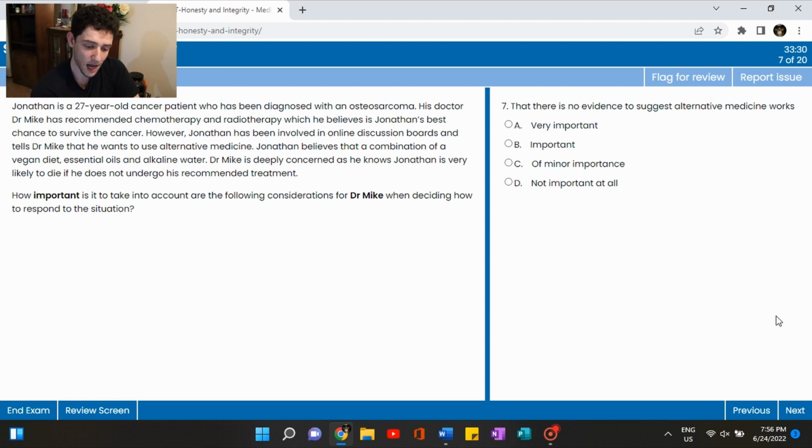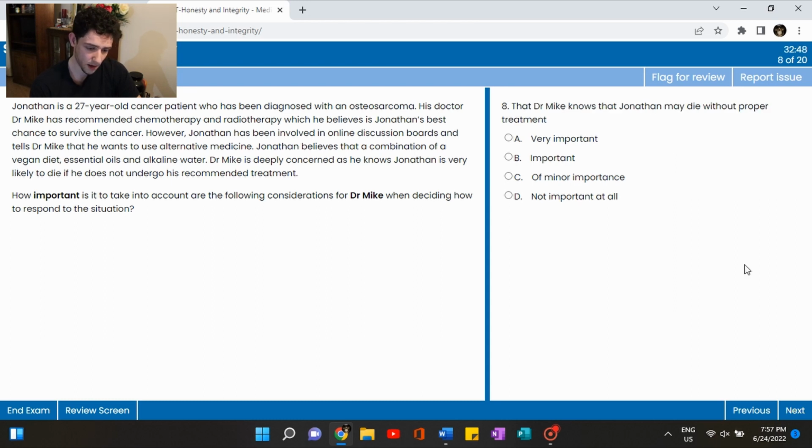Number 7, there is no evidence to suggest that alternative medicine works. One of the key things that doctors do is follow the evidence. So basically every treatment that a doctor gives has been backed up by research, so evidence-based medicine. So the fact that there's no evidence for alternative medicine in this case means that's a pretty important consideration. So we'll go with A.